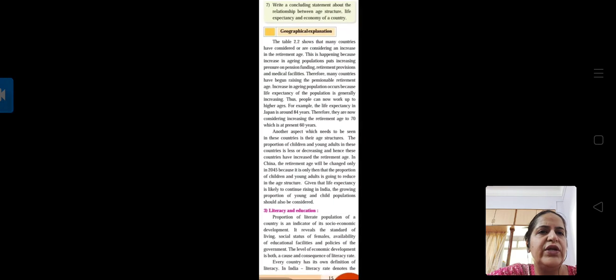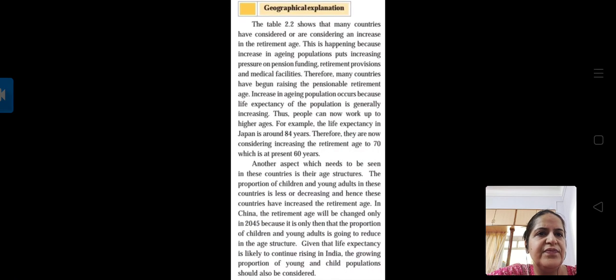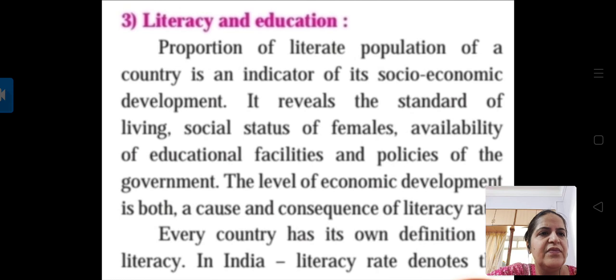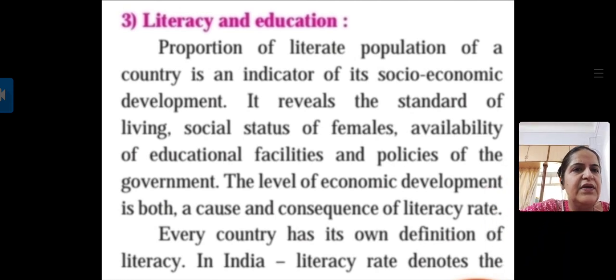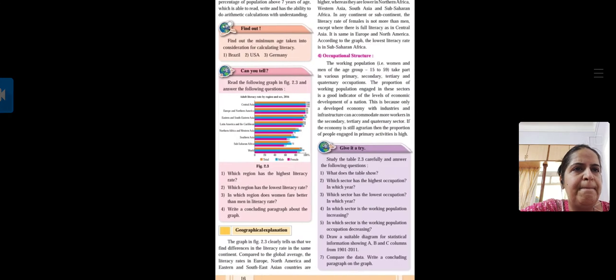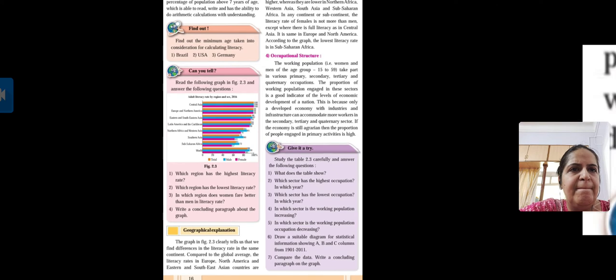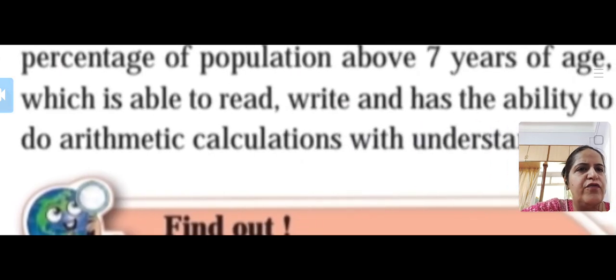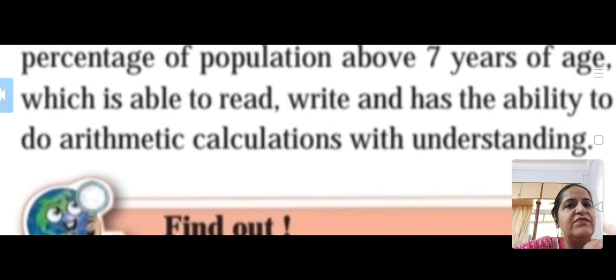Literacy rate. I have made these screenshots which you all can see easily. It is the percentage of population above 7 years of age which is able to read, write, and has the ability to do arithmetic calculations with understanding. This is a simple definition.